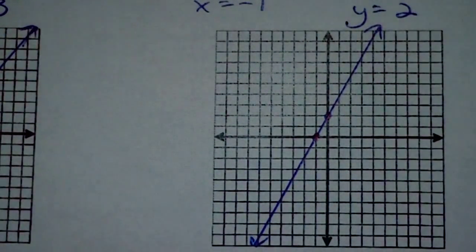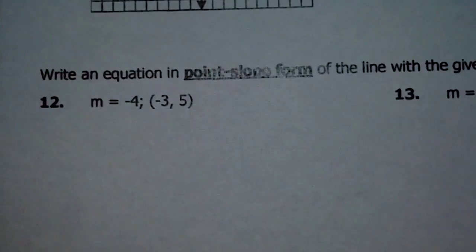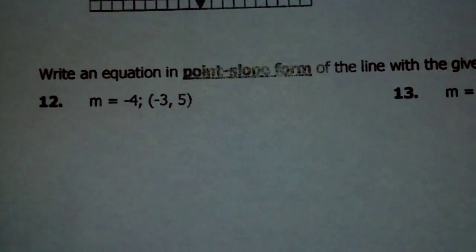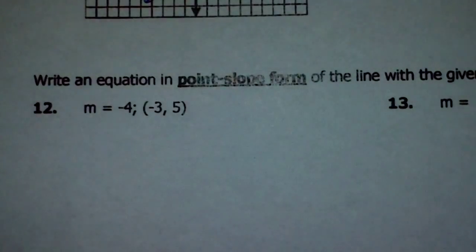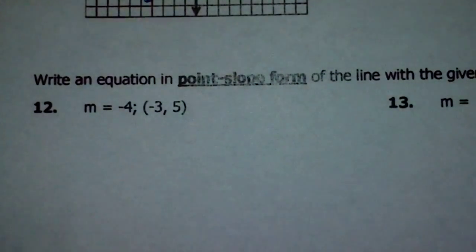Okay, moving along. In the next section, I give you the slope and a point, and I ask you to write me an equation in point-slope form of the line with a given slope that passes through the given point. Point-slope form is y minus y sub 1 equals m times the quantity of x minus x sub 1. So with this, you didn't have to do any rearranging. It's as simple as plugging in.